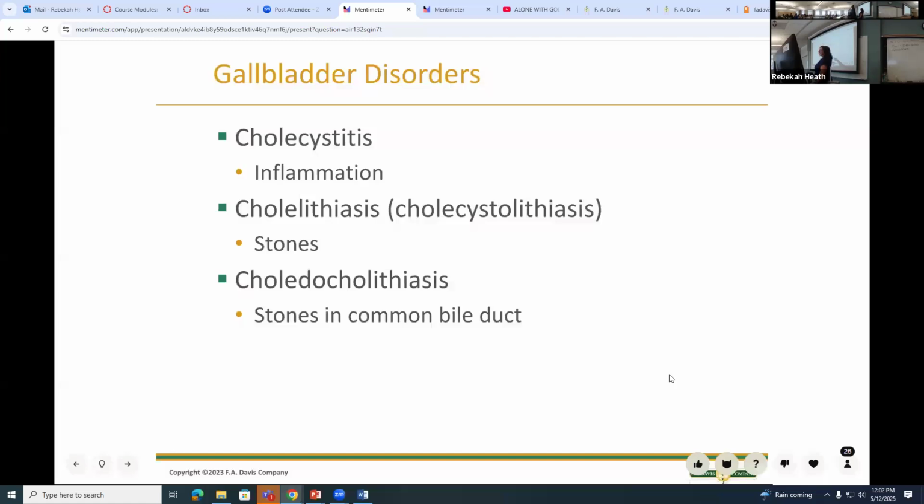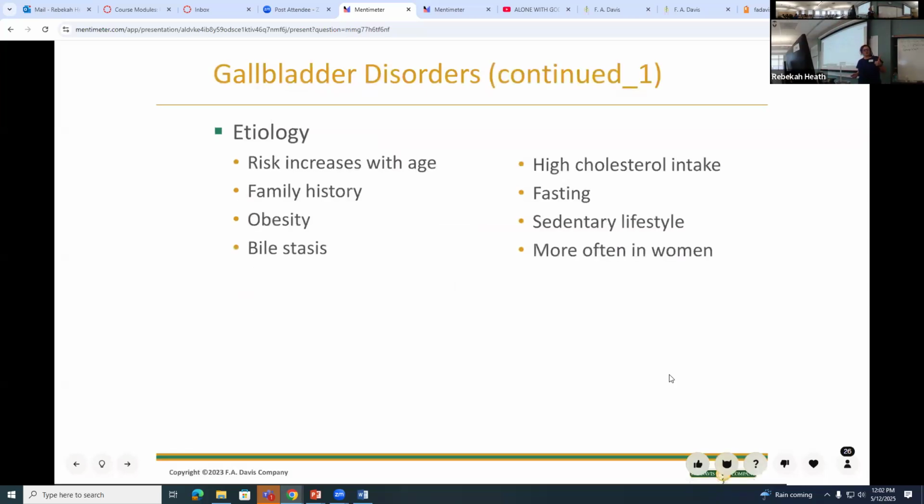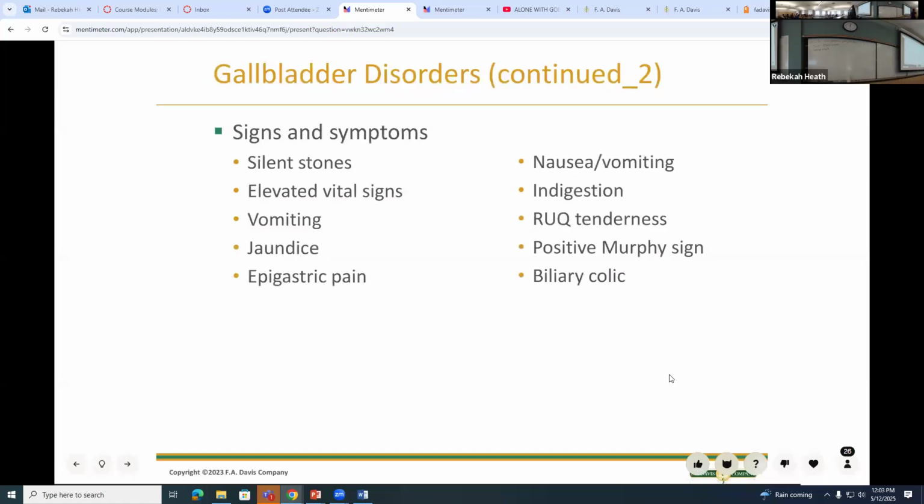Oftentimes, cholecystitis is caused by cholelithiasis, or these stones that are blocking the gallbladder duct. It can't excrete anything. So increases risk with age. A lot of times, if you have family history of gallbladder issues, you might have increased issue. It's more often seen in women and oftentimes after pregnancy. A lot of times you'll see postpartum women have issues with their gallbladder producing gallstones. So it's something that we look at often for our postpartum women.